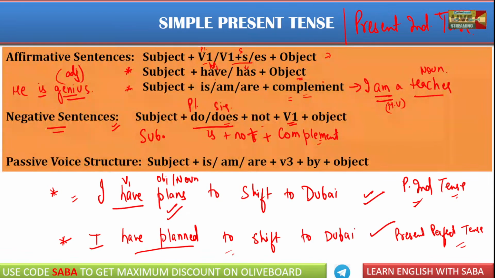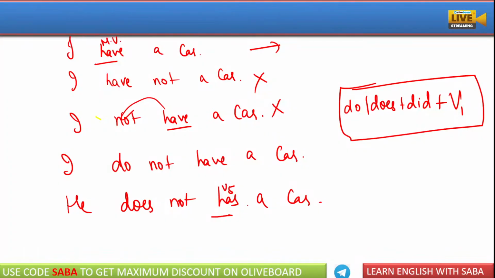Remember these things, okay? These are the basic things. If you master these things now, your English will be flawless, okay? So he does not have a car. I hope this point is clear.